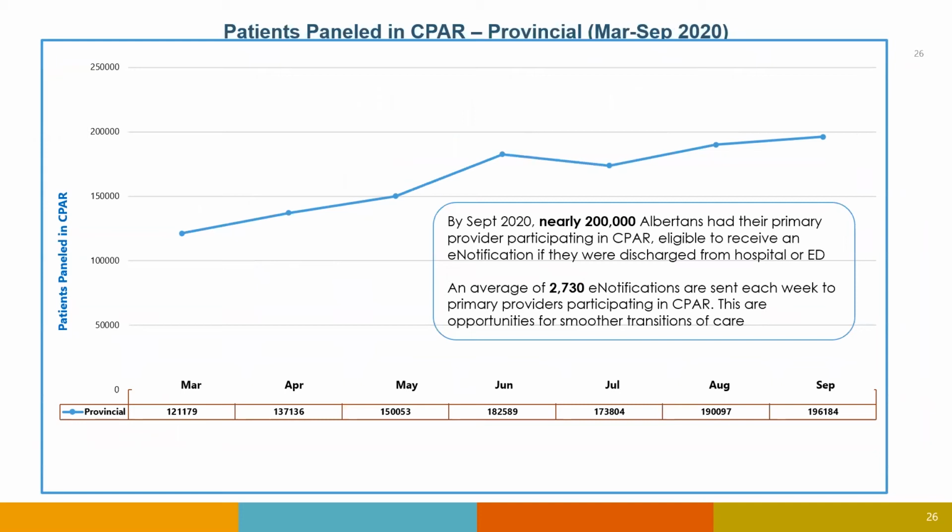Looking at the data, by September of 2020, nearly 200,000 Albertans had their primary provider participating in CPAR. These Albertans had their physicians and teams eligible to receive an e-notification if any of them were discharged from hospital or ED. So on average, over 2,000 e-notifications are sent each week to the primary providers participating. Again, opportunities for smoother transitions.